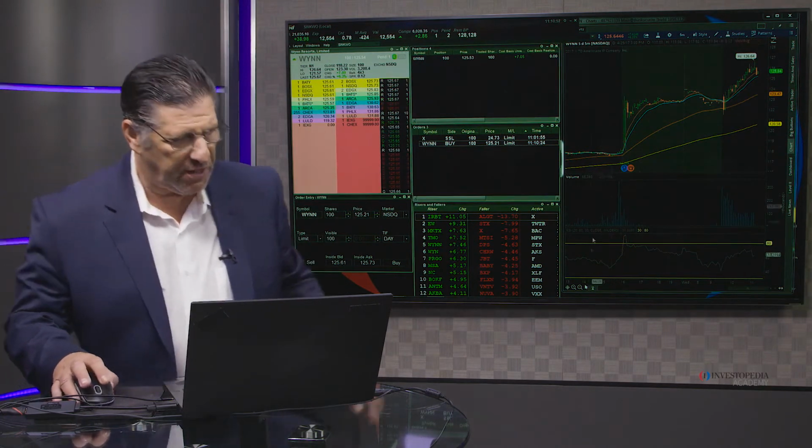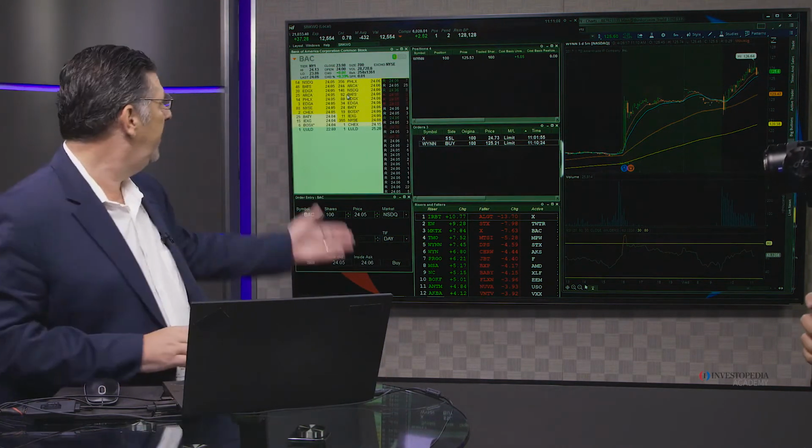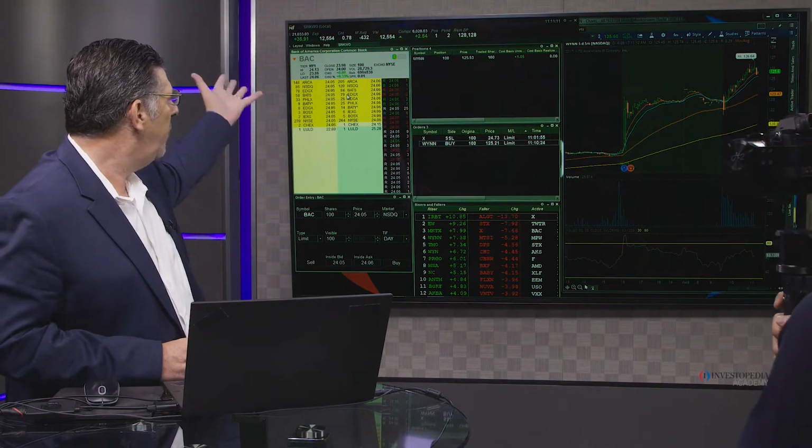Let's see if we can find a couple other stocks that are moving. One other thing. Let's go to, hold on a minute here. Ooh, Bank of America. Let's go back to our Bank of America. Remember, we bought the stock at 24.01. Look where it's trading now, 24.05. We sold that stock, and I think we made $1 on the trade.